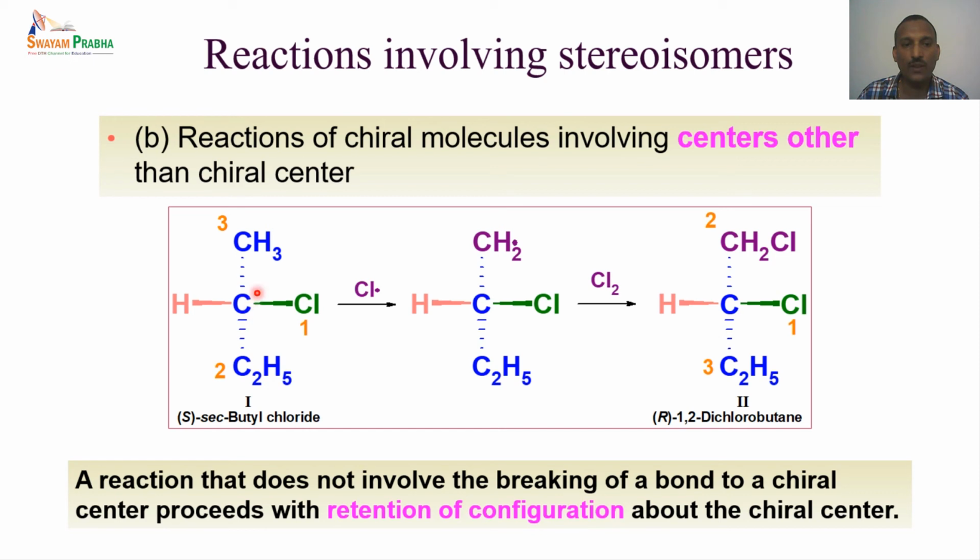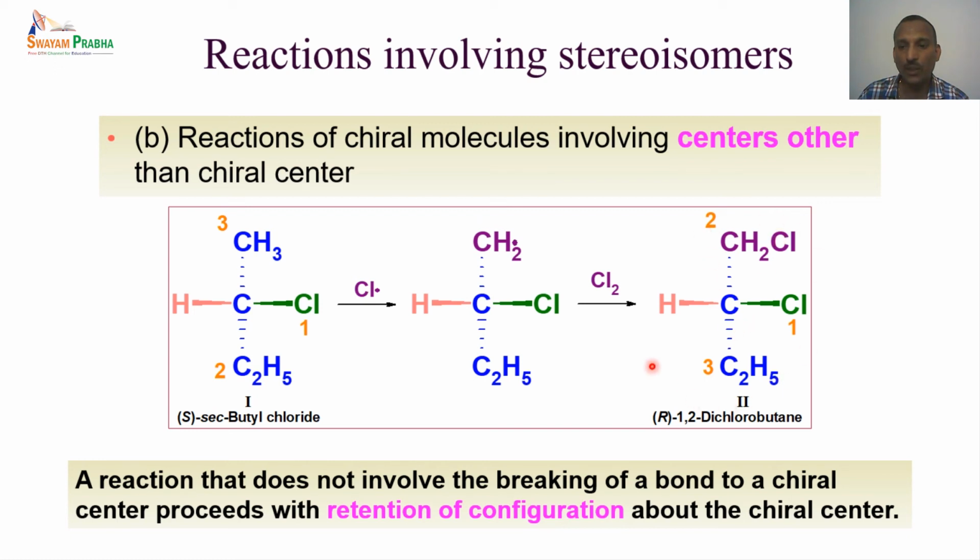We start with the starting material, the secondary butyl chloride. As mentioned here, 1, 2, 3 is in the clockwise direction, and hydrogen is pointing towards the observer, so we have to take the negative. That means this isomer is the S isomer. This undergoes chlorination: a proton is abstracted from the methyl group and we get a CH2 radical here. This again reacts with the chlorine molecule to give CH2Cl.